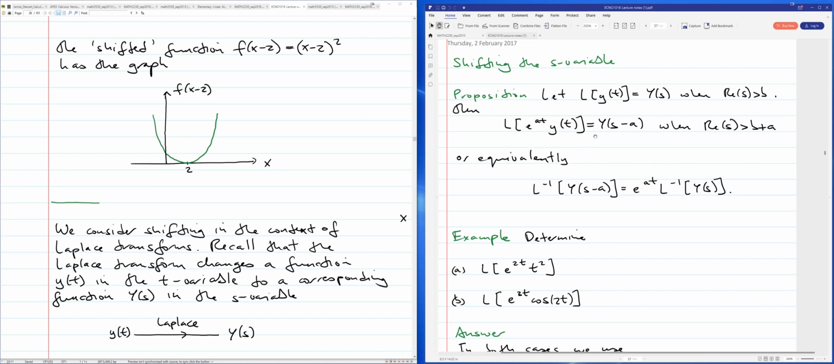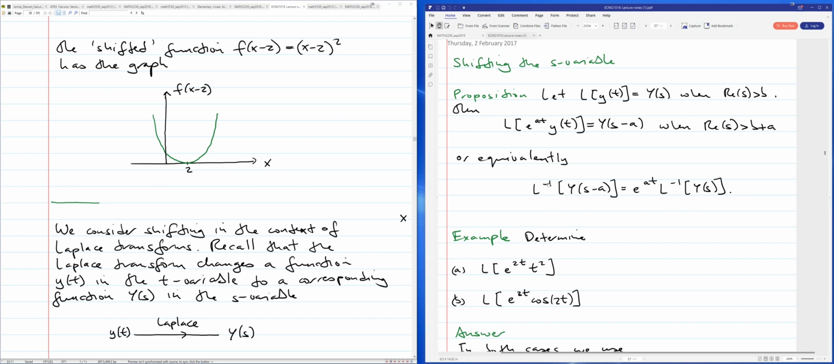Okay, and a next way to state this equivalently is, if the Laplace of e to the at times y of t is equal to Y(s minus a), then the Laplace inverse of Y(s minus a) is this function e to the at y of t. But y of t is the Laplace inverse of Y(s), right? So I get this expression here.